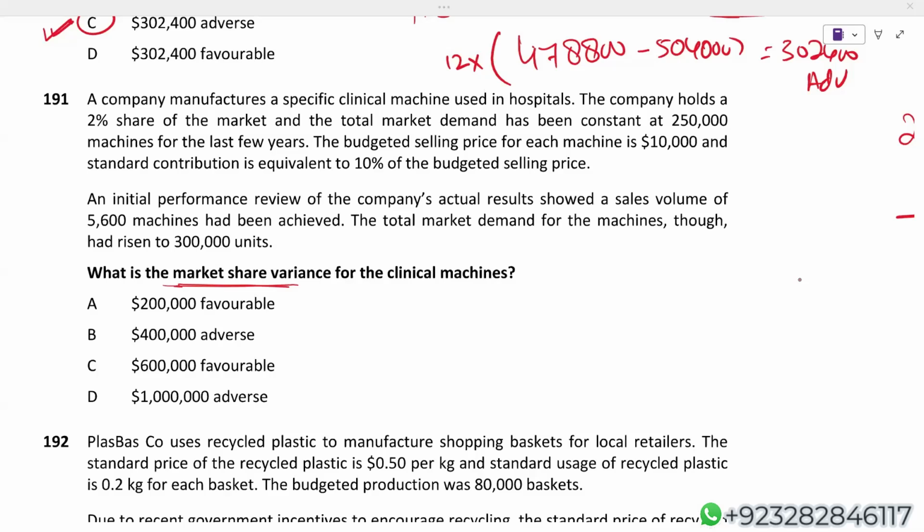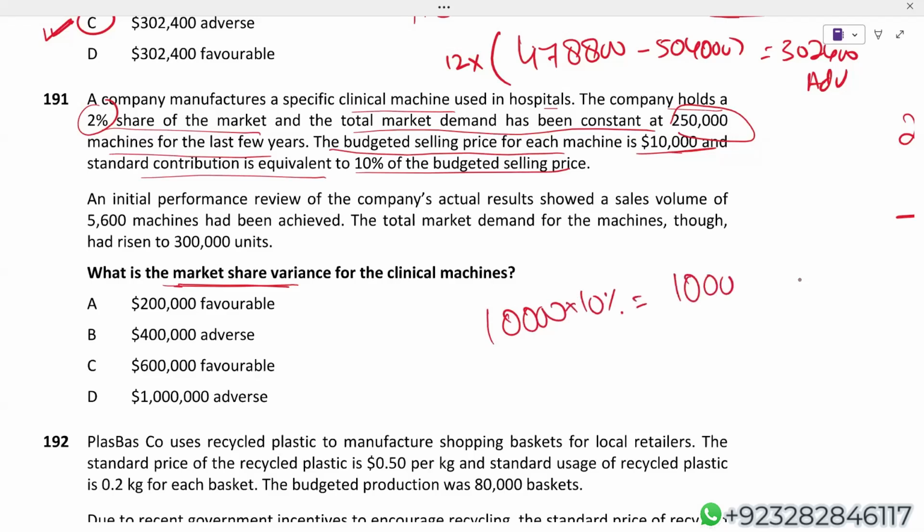A company manufactures specific clinical machines used in hospitals. The company holds a 2% share of the market. The total market demand has been constant at 250,000 machines for the last few years. The budgeted selling price of each machine is $10,000, and the standard contribution is equivalent to 10% of the budgeted selling price. It means if I take 10% of 10,000, the standard contribution is 1,000 per unit.